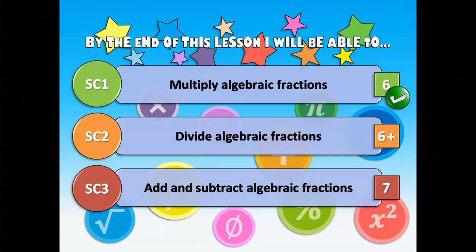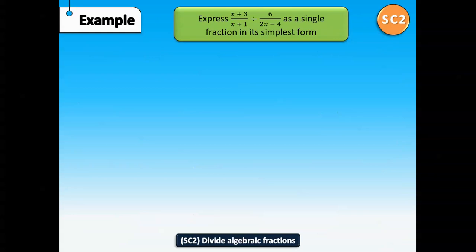So now we're going to move on to number 2, and this is to divide algebraic fractions. So we want to express (x plus 3)/(x plus 1) divided by 6/(2x minus 4) as a single fraction in its simplest form.